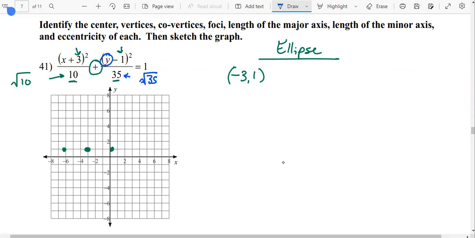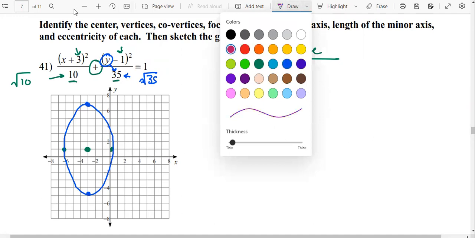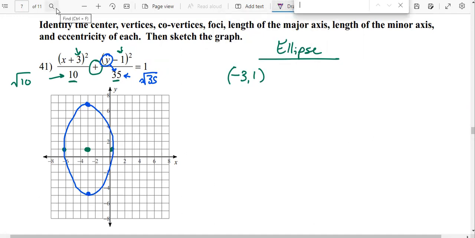So notice this goes with the y variable. So that's up and down. The square root of 35 is almost 6, but not quite 6. So it's about right there. And about right there. Not all too important to get that perfect. But our ellipse is going to look something like this. Wow, I think that's one of the better ones I've done with this thing. Anywho, so that's our vertices and co-vertices.